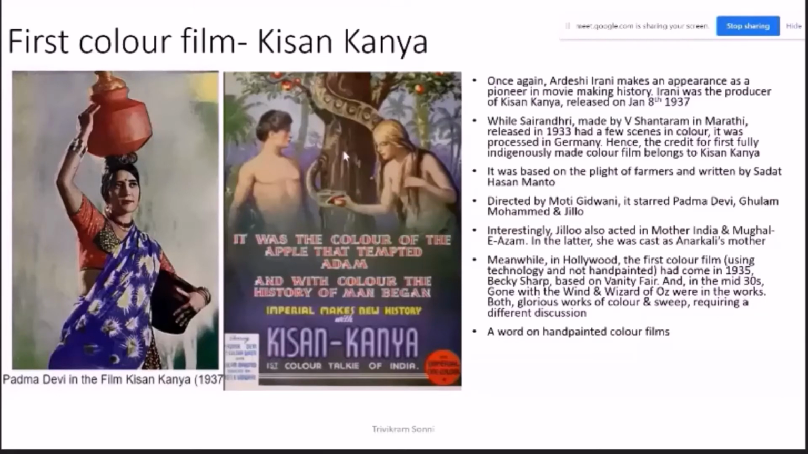Saadat Hasan Manto, the Urdu playwright, wrote the story and dialogues. From the name, it's about the plight of farmers and issues associated with them. It was directed by Moti Kidwani. It starred Padma Devi, Ghulam Mohammad, and an actress called Jillo, who also acted in Mother India and Mughal-e-Azam, where she was cast as Anarkali's mother.